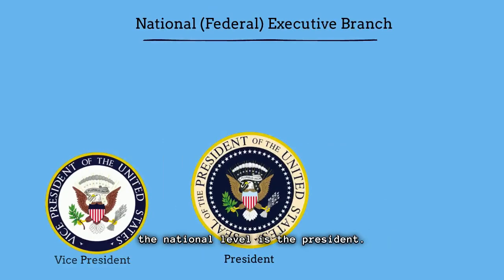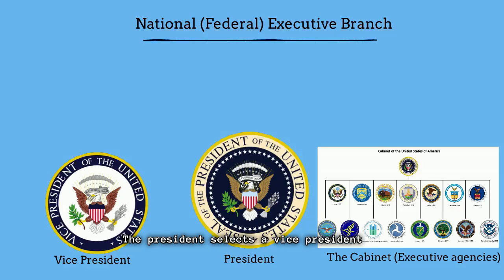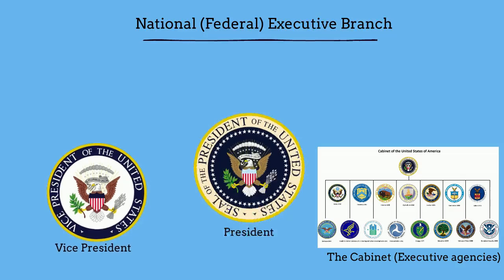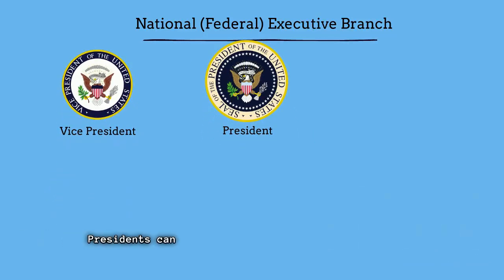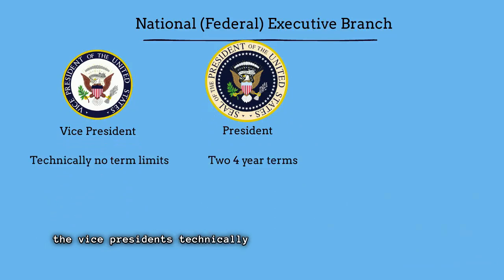The head of the executive branch at the national level is the president. The president selects a vice president to serve with them, and also appoints the leaders of the executive departments, the cabinet, who run administrative agencies. Presidents can only serve two four-year terms, while vice presidents technically have no constitutional limit to how many terms they may serve in that role. Generally speaking, however, vice presidents have only served two terms.